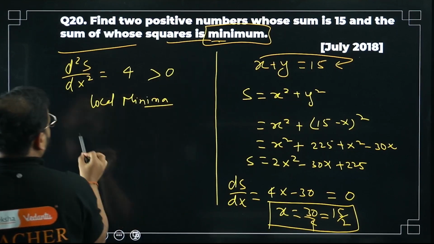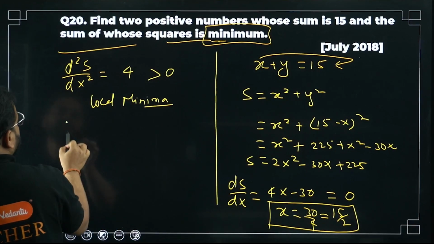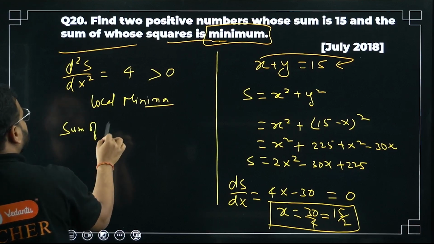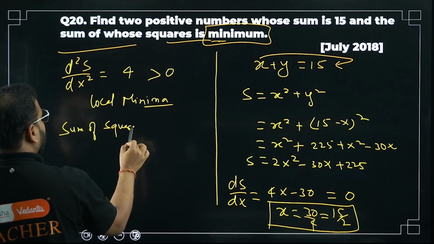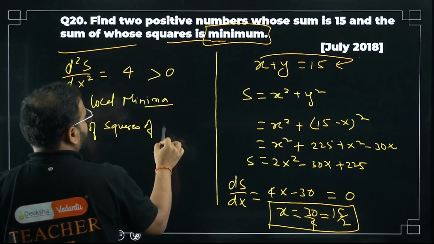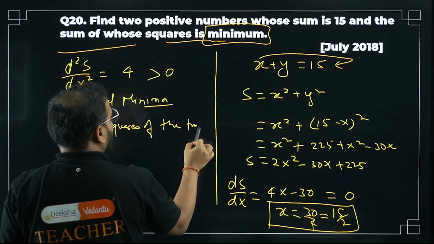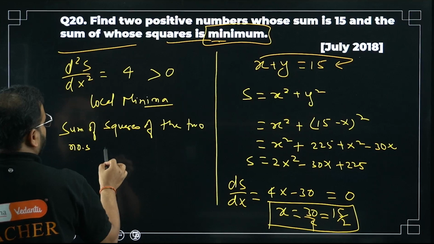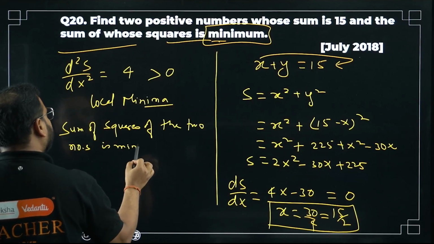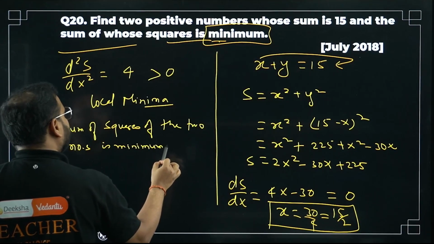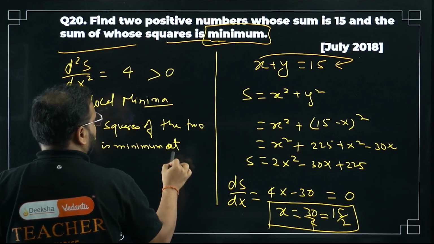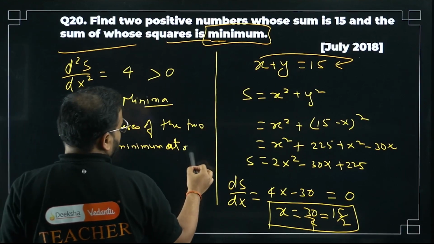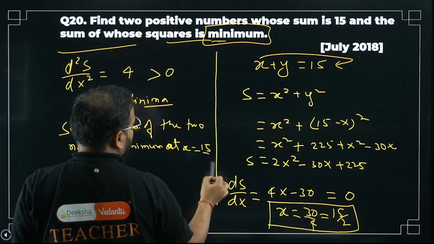Now we're looking for this only. It means the sum of the squares of the two numbers is minimum at x equals 15 by 2.